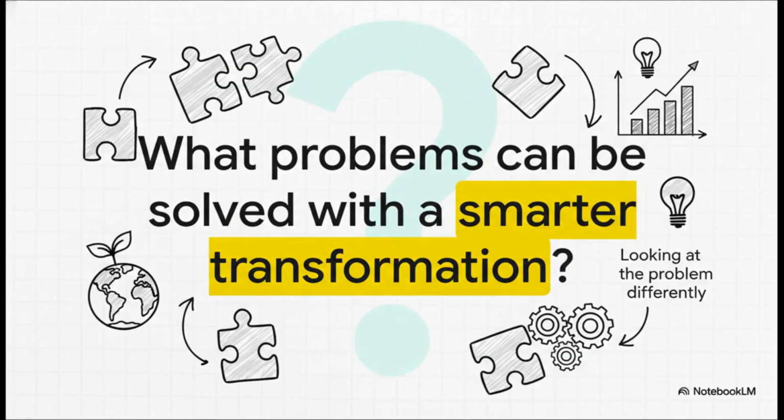And that leaves us with a final thought. This principle doesn't just apply to data. Where else in our work, our lives, or even in our biggest global challenges could we find a breakthrough, not by pushing harder, but by simply rearranging the pieces first?